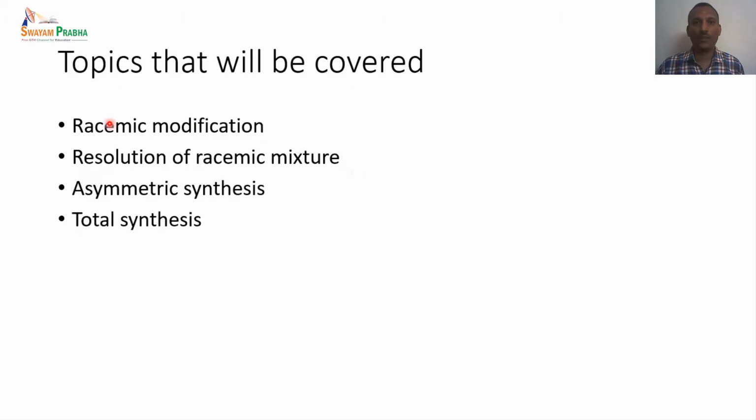In this particular session, we will be studying racemic modification. So what is racemic modification? And we will also be studying the resolution of racemic mixtures. From the racemic modification, can we isolate individual enantiomers or not? That we will be studying in this session. And how the different types of resolution of racemic mixtures work, we will also study. We will also be studying asymmetric synthesis and total and partial synthesis, the difference between total and partial synthesis.